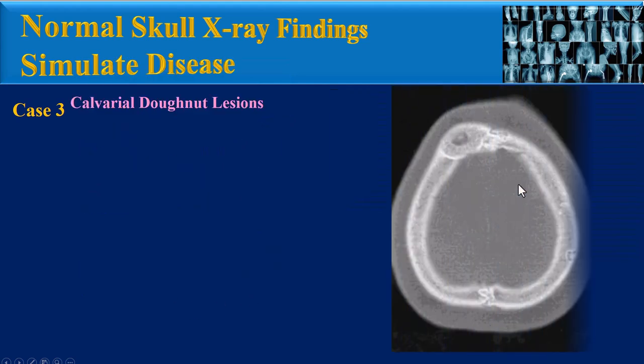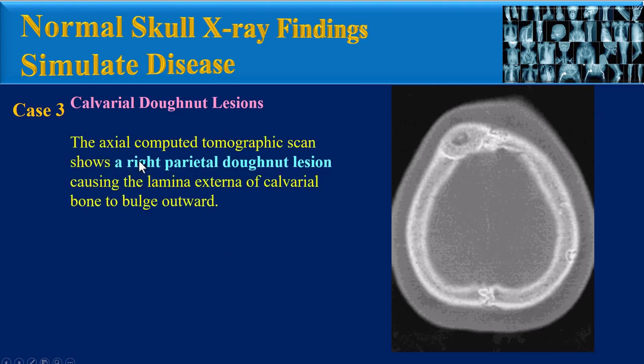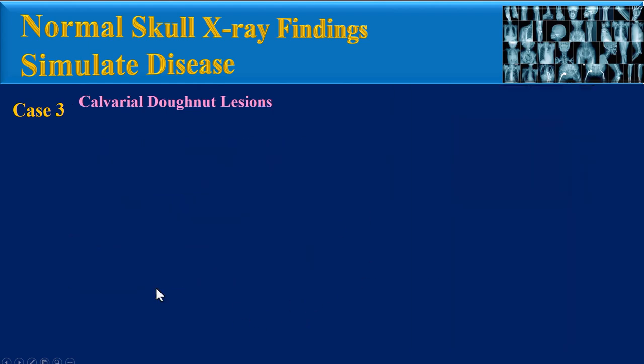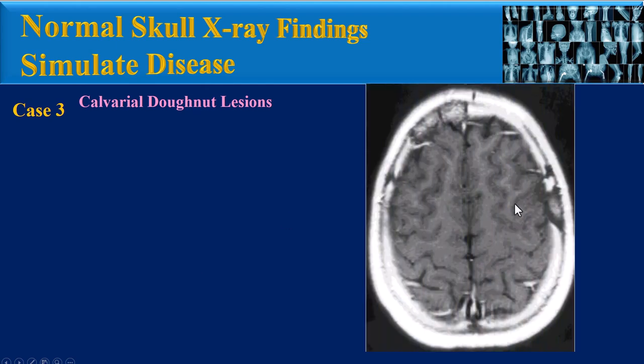The appearance of the Calvarial Doughnut lesions in CT scan. The axial CT scan shows a right parietal Doughnut lesion causing the lamina externa of calvarial bone to bulge outward. There are two areas of calcification: the typical surrounding sclerotic ring and the small calcified area inside the hypodense central fibrous portion.